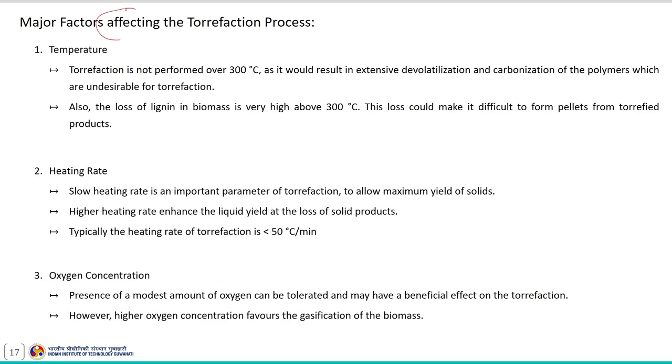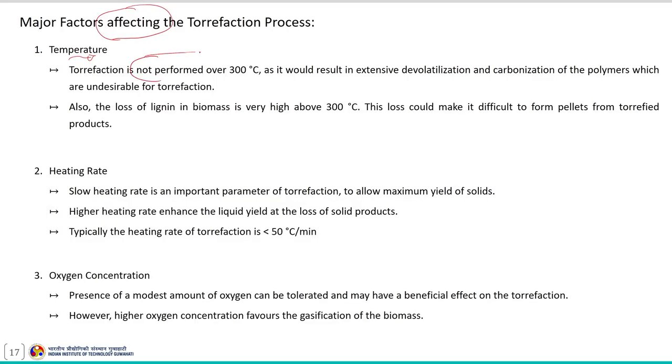The major factors which affect the torrefaction process are summarized here. So the first factor which influences the torrefaction process is the temperature. And as we discussed earlier, the torrefaction process is carried out in a specific temperature range, and that's the reason the temperature is the most important and crucial parameter in the torrefaction process. And torrefaction is not performed over the temperature of 300 degrees C because it may result in extensive devolatilization and carbonization of polymers. So polymers here refers to the natural biopolymers, that is cellulose, hemicellulose and lignin, which is undesirable for the torrefaction process.